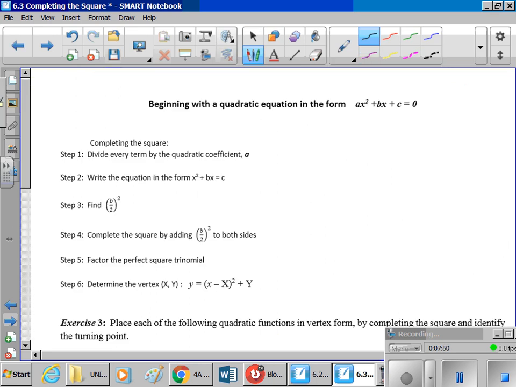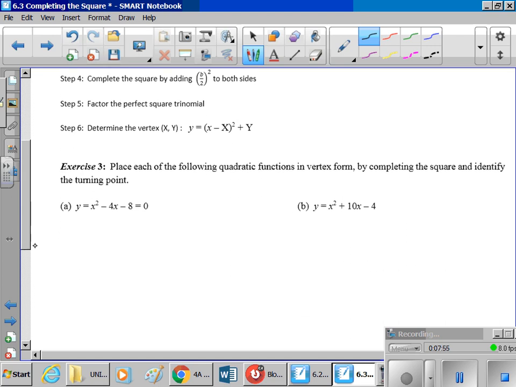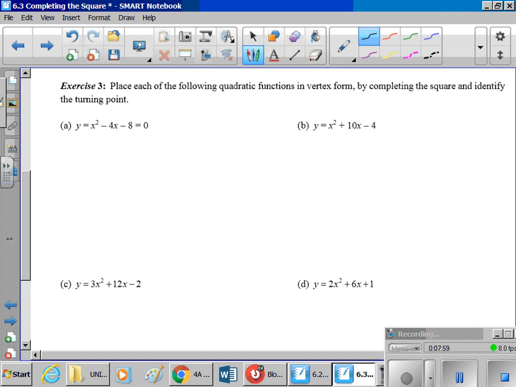So if you look here, I kind of give you step-by-step instructions how to do this. All right, so it might help you if you're having difficulty. So place each of the following quadratic functions in vertex form by completing the square and identify the turning point. All right, so again, my advice here, please watch and then pause and write. So let's take a look at the first one here.